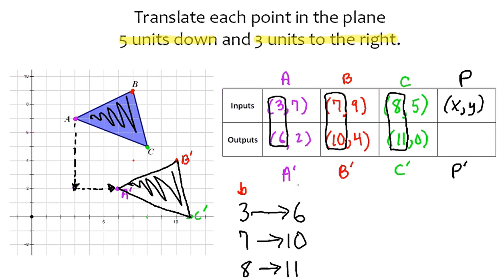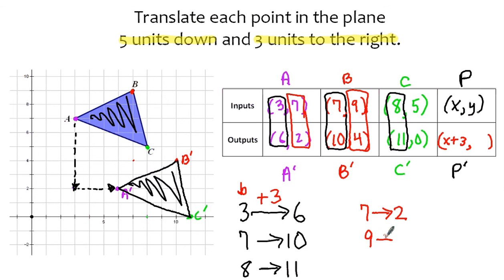Well, that's not so hard. Plus 3 looks like it will do the job. 3 plus 3 gives 6, 7 plus 3 gives 10, 8 plus 3 gives 11. So in general, we'll take x to start with, and we'll end up with x plus 3. Great, I believe we've described the x component of our rule, and it remains to describe the y component. So let's study the y's. 7 goes to 2. 9 goes to 4. And 5 goes to 0.